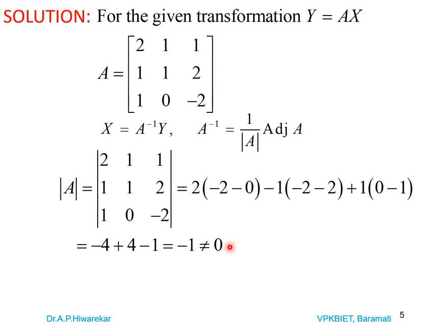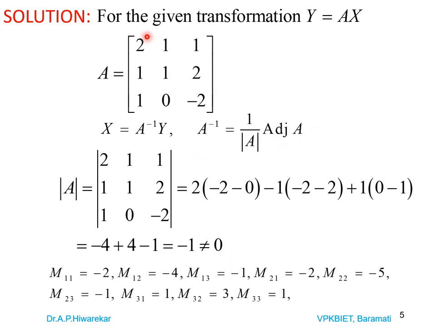Means A inverse exists. So we find minors. To find the adjoint of A we need minors and cofactors. M11 is called the minor of the first element, and a minor can be obtained by deleting the row and column in which that element belongs. So I want to find the minor of this.